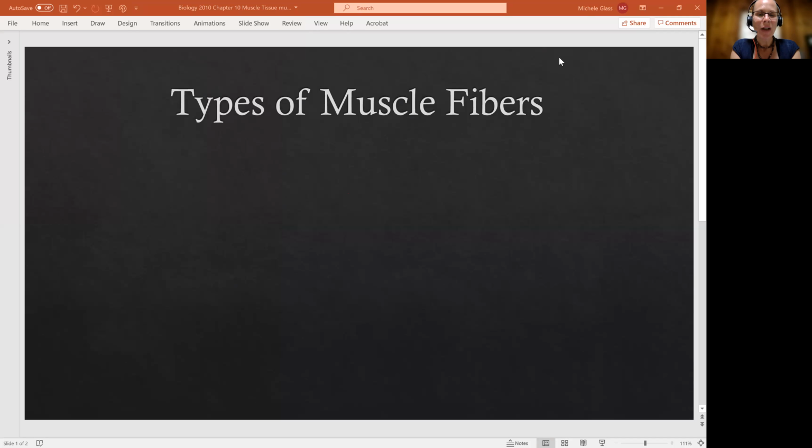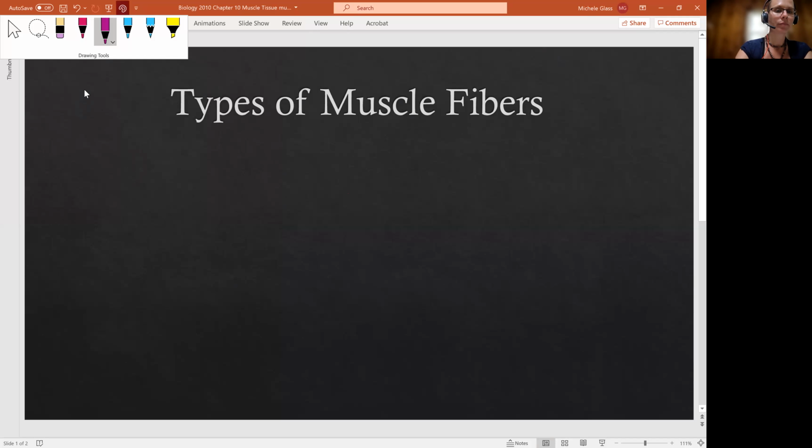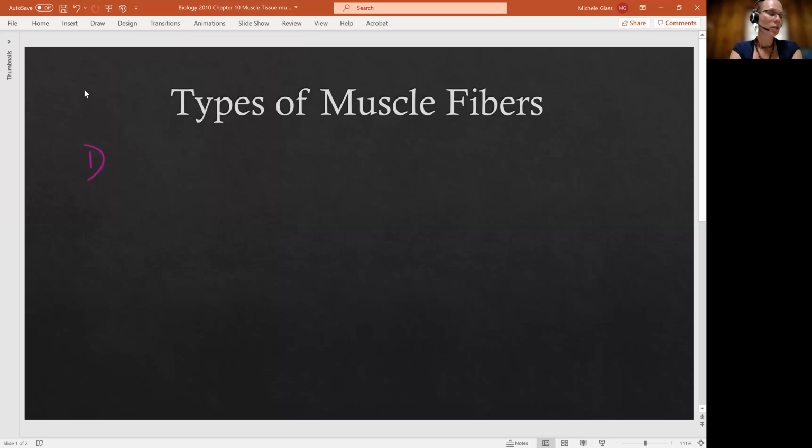Michele Glass here. We want to talk just a little bit about the different types of muscle fibers. Muscle fibers are going to be characterized in the body based on two characteristics. So we will see muscle fibers characterized based on the speed of contraction. And then we'll also see them characterized based on how they produce ATP, how they produce ATP.